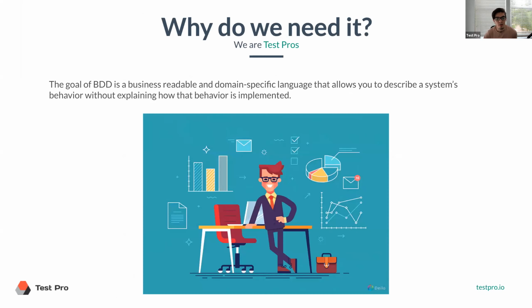Okay, so why do we need it? Why do we need Gherkin in Cucumber in general? Eventually, you will see that your test cases will be more simplified, and they are going to be written in a human readable language, right?